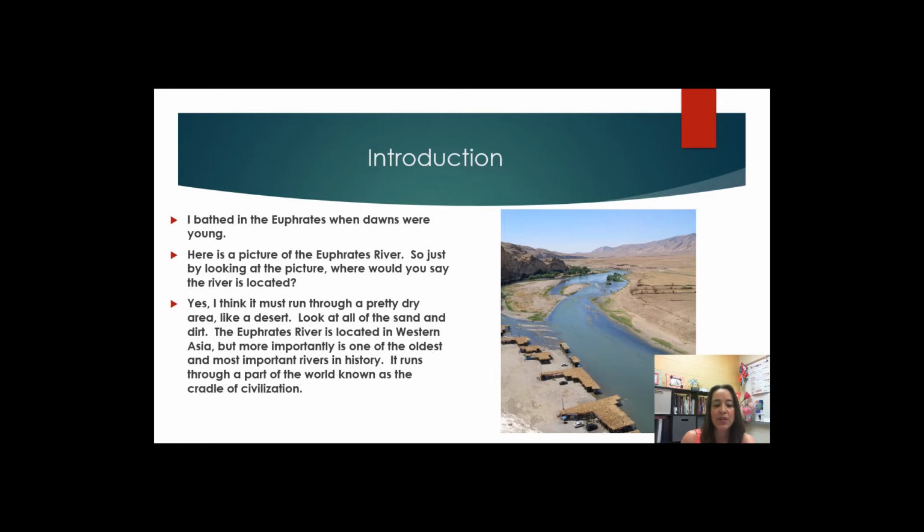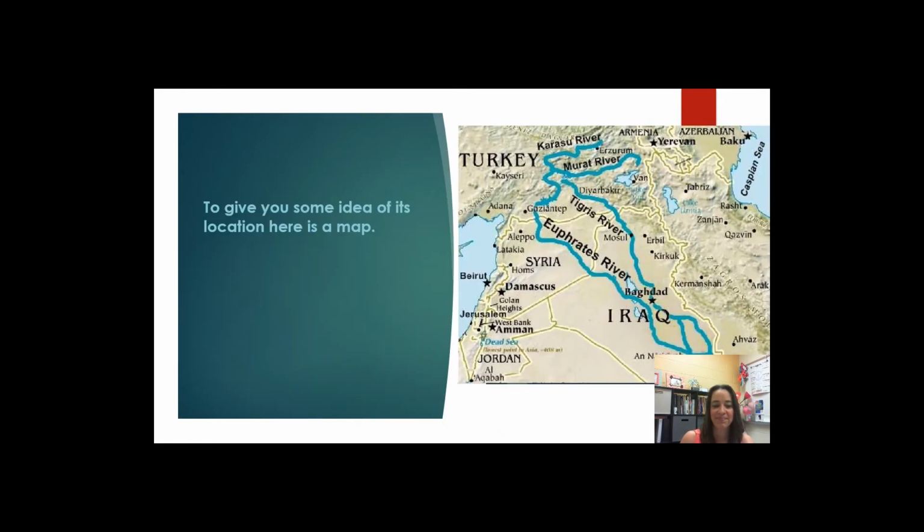The Euphrates River is located in Western Asia, but more importantly, it is one of the oldest and most important rivers in history. It runs through a part of the world known as the cradle of civilization. To give you some idea of its location, here's a map.